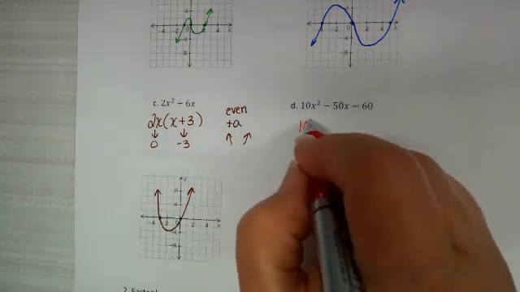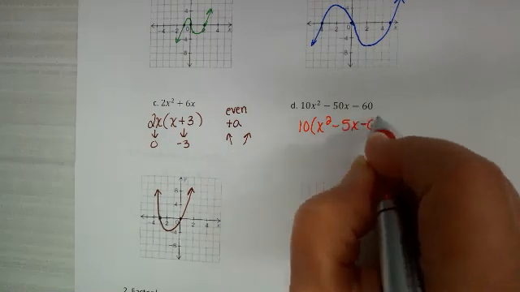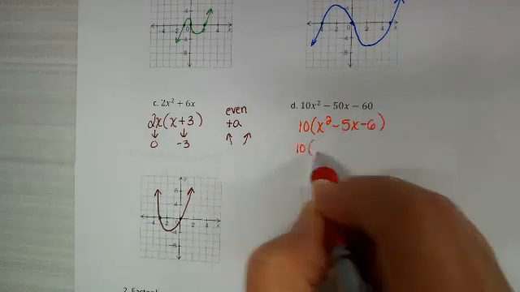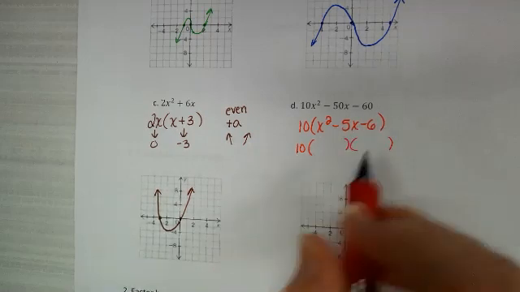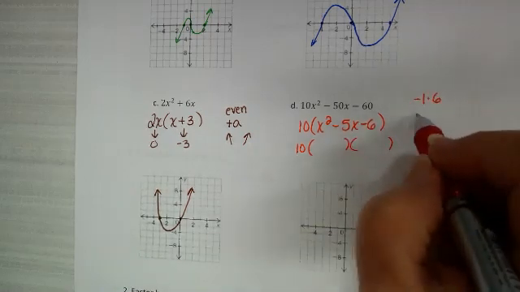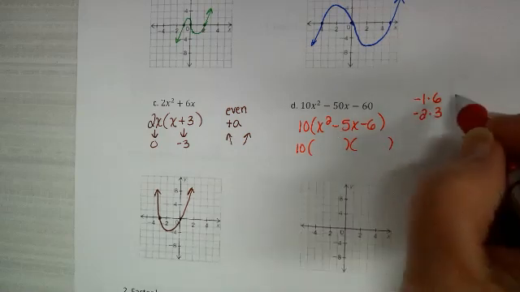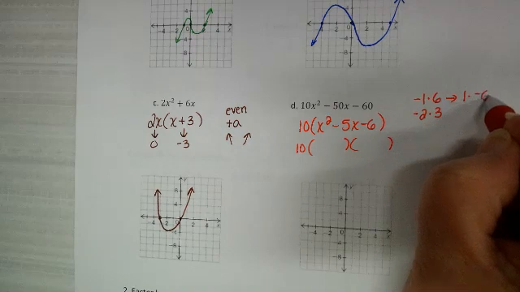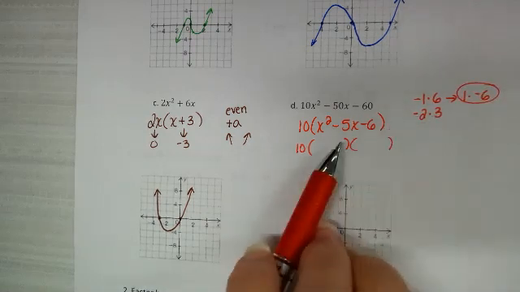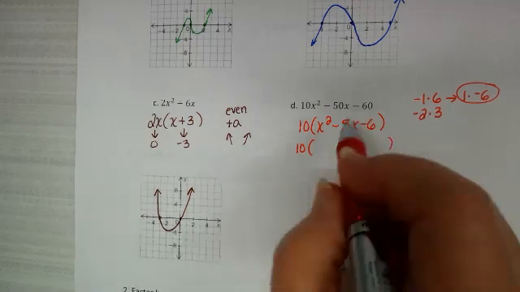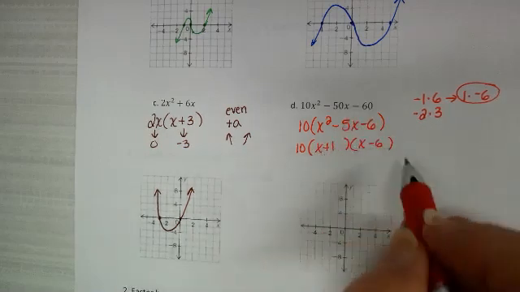GCF of 10, and I'm left with x squared minus 5x minus 6. Now be careful with your negative 6 there. I need factors of negative 6 that are going to add up to negative 5. So I think this will work if I use 1 and negative 6. It's easy to want to say 2 and 3, but they have to be different signs, so they didn't work. X plus 1, x minus 6.